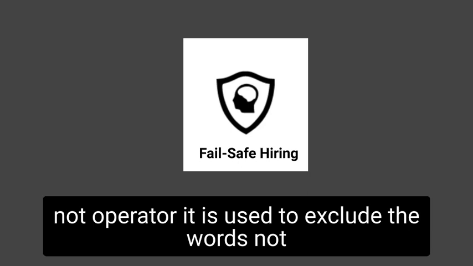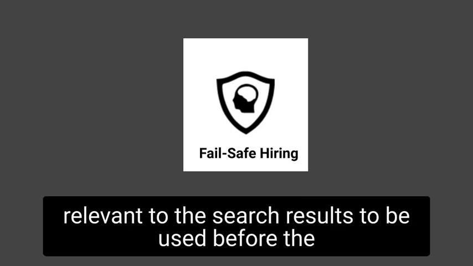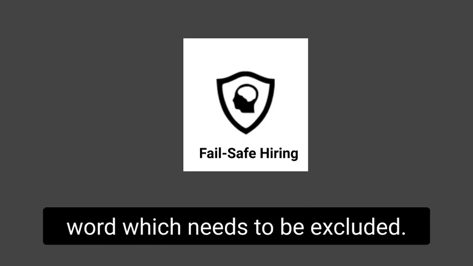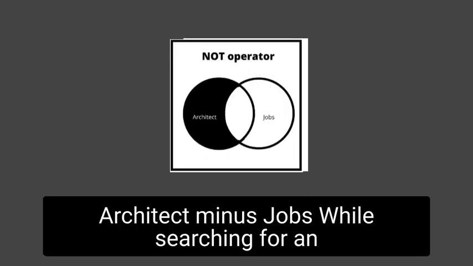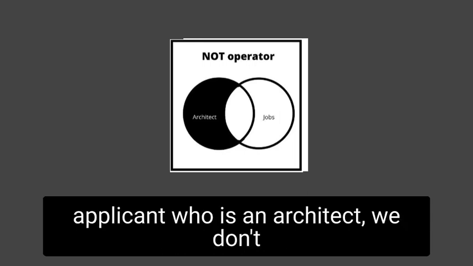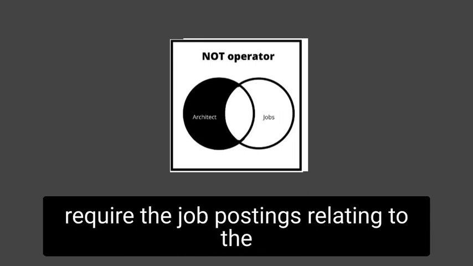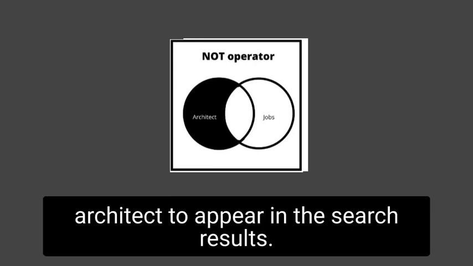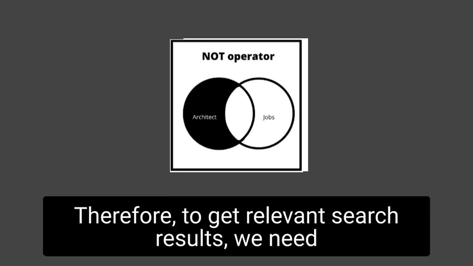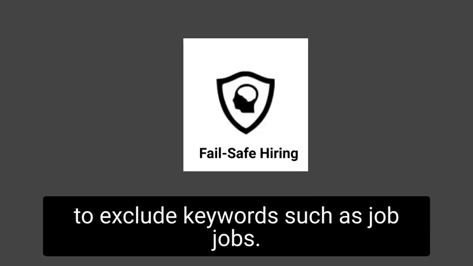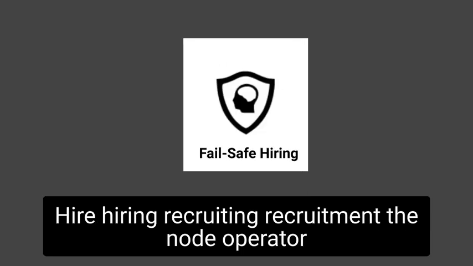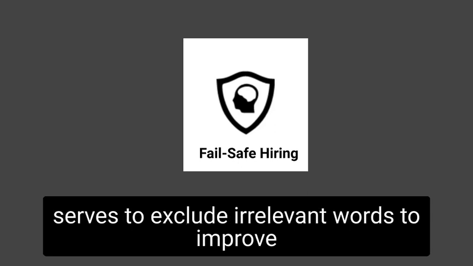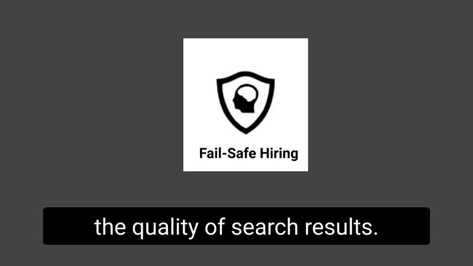NOT operator. It is used to exclude the words not relevant to the search results. Minus to be used before the word which needs to be excluded. Example: architect minus jobs. While searching for an applicant who is an architect, we don't require the job postings relating to the architect to appear in the search results. Therefore, to get relevant search results, we need to exclude keywords such as job, jobs, hire, hiring, recruiting, recruitment. The NOT operator serves to exclude irrelevant words to improve the quality of search results.